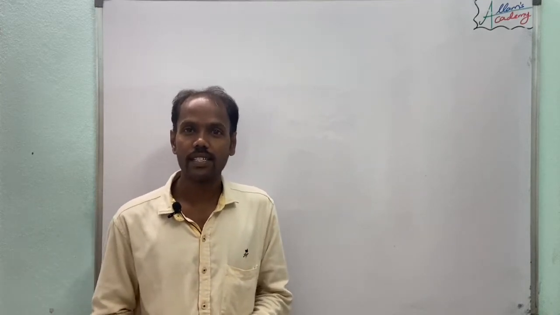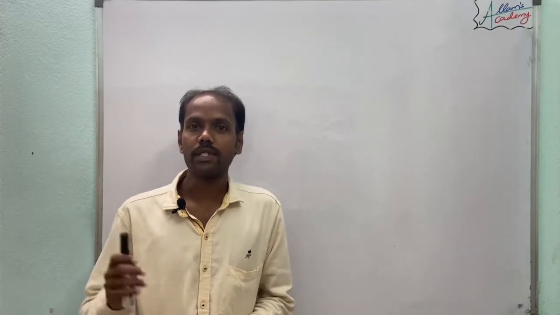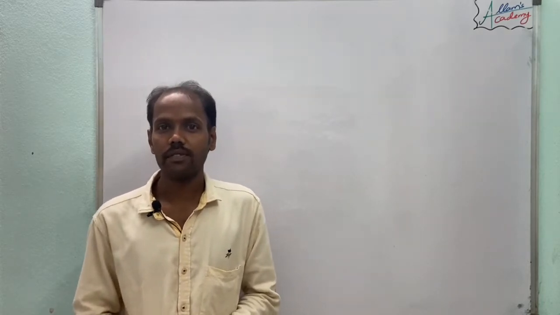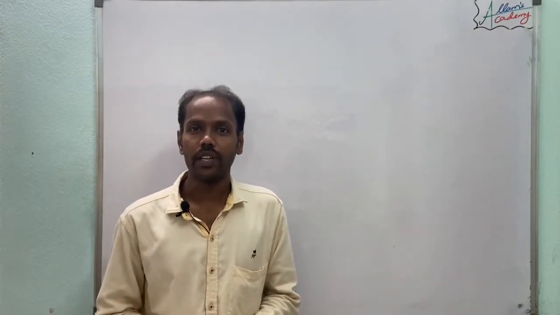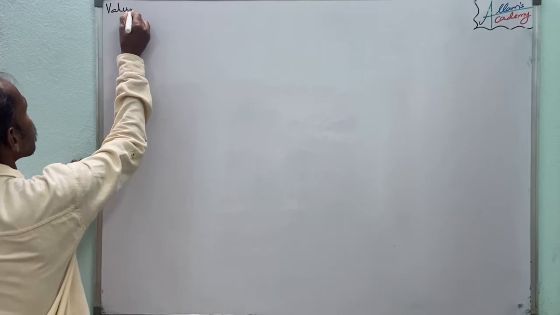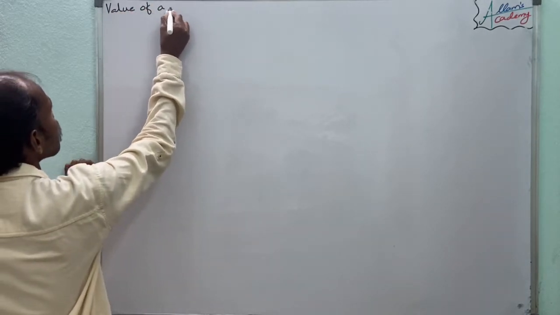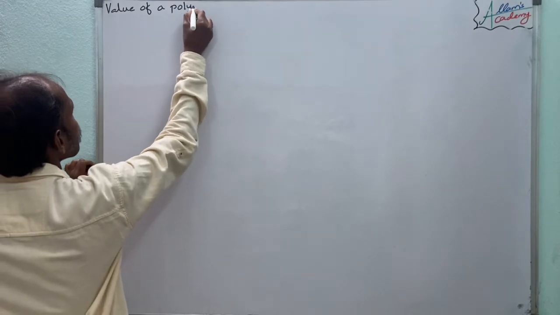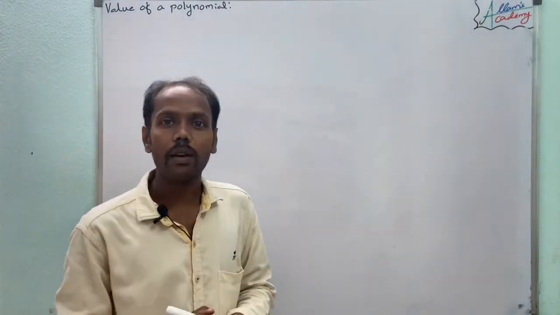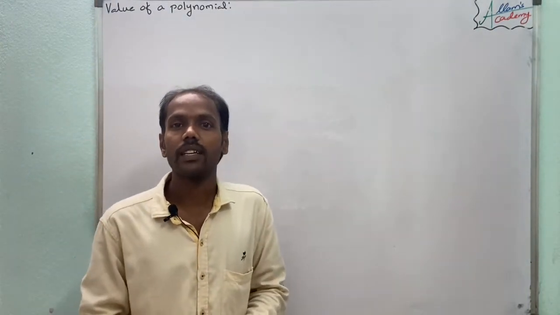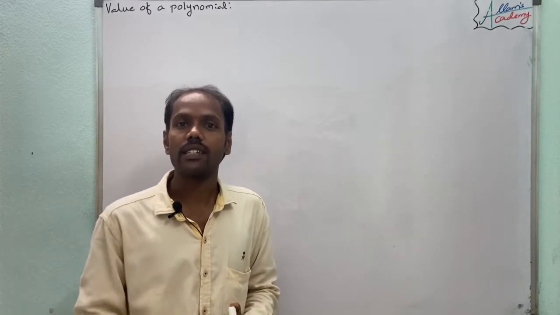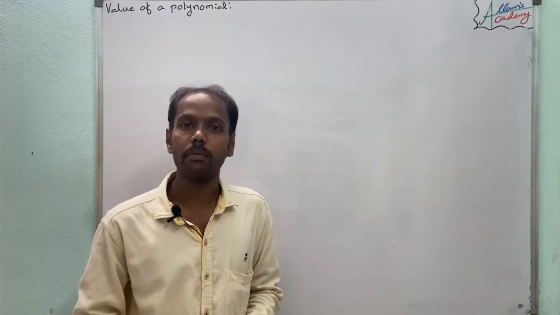In our previous class we saw polynomials, types of polynomials, and the degree of a polynomial. In today's class we see the value of a polynomial. For a polynomial p of x, in the x place, whichever value we substitute, the result we get is called the value of a polynomial.